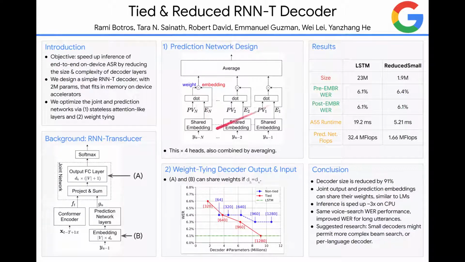And there are no cross-position connections here, so this is easily parallelizable. This is also just one head of our prediction network. And so we actually have 4 such heads in our multi-headed design, and we average their outputs as well.